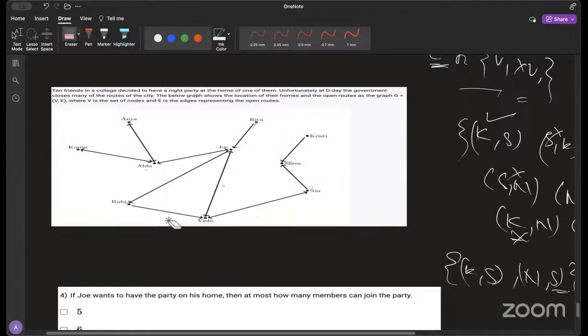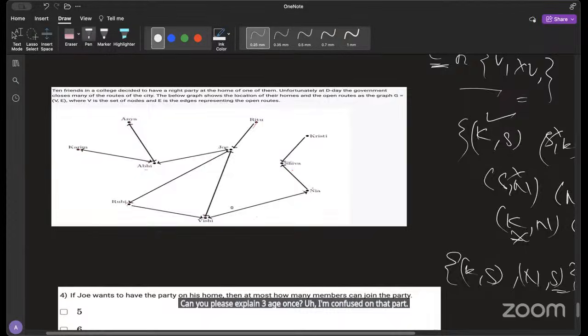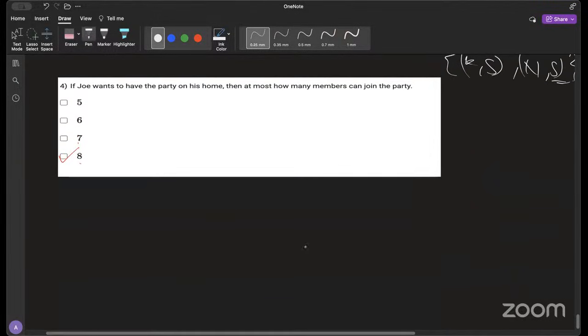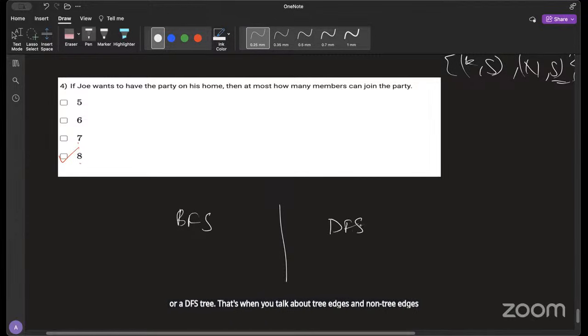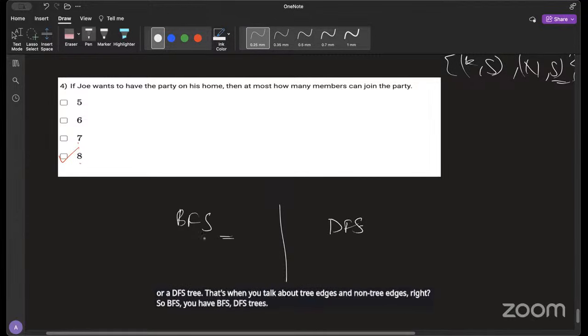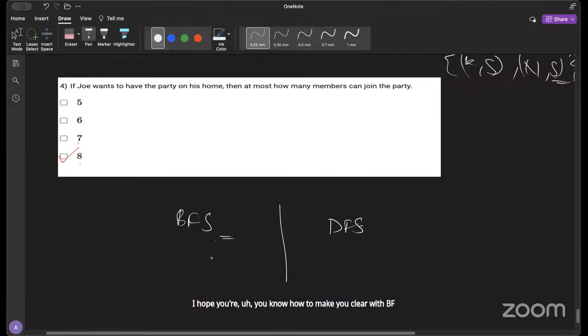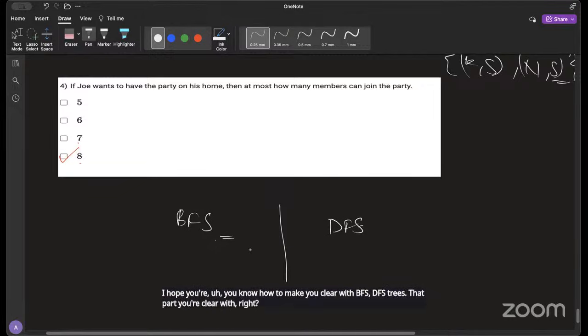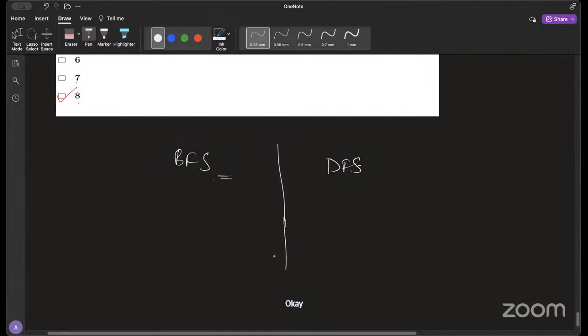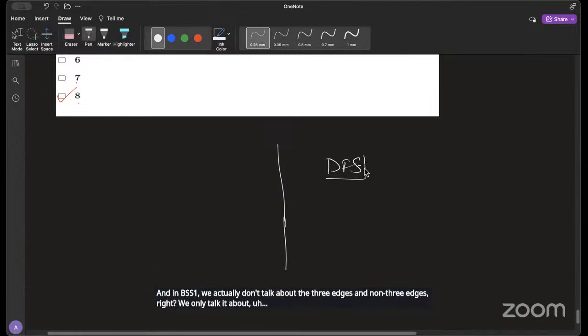Can you please explain tree edge once? I'm confused on that part. Okay, tree edges are basically the ones that are present in trees. So when you make a BFS tree or a DFS tree, that's when you talk about tree edges and non-tree edges. I hope you're clear with BFS, DFS trees. That part you're clear with, right? Yes. Okay. Then the ones that you see in the BFS or DFS tree, those are tree edges. And in BFS, we actually don't talk about tree edges and non-tree edges. We only talk about that in DFS.